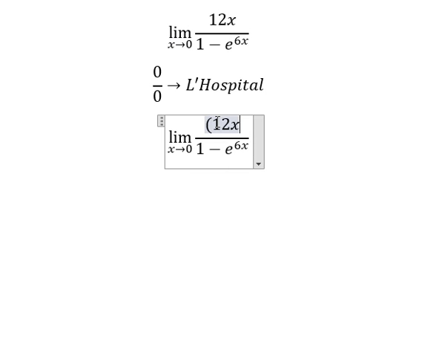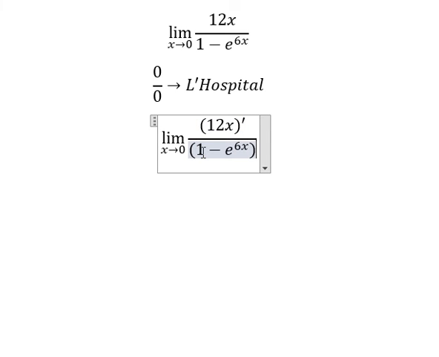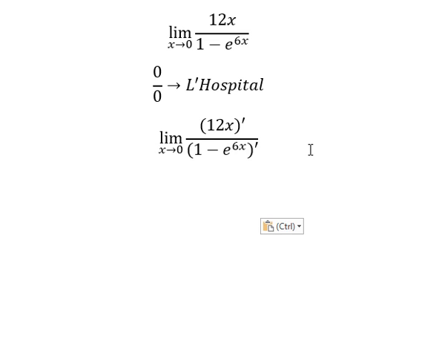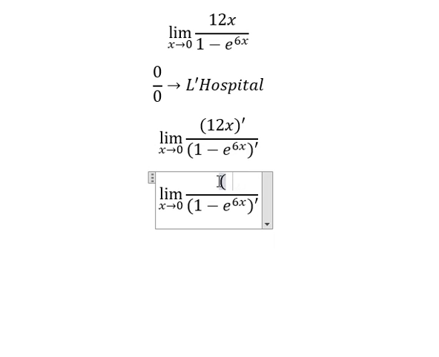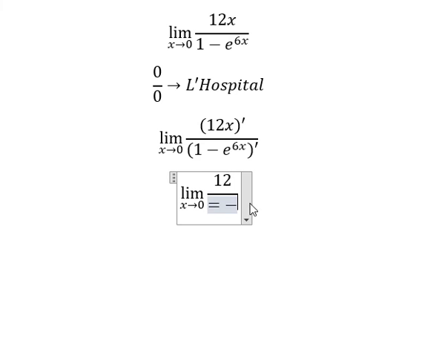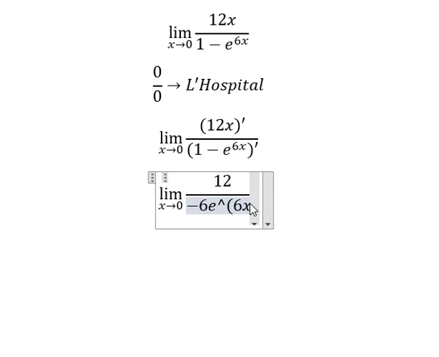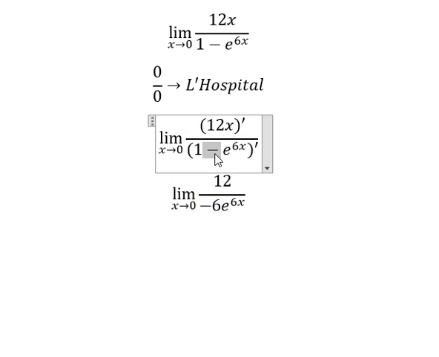So we need to first take the derivative of the numerator and the denominator. This one we have 12. This one we have negative 6 e to the power of 6x. Because we have the negative sign here, that's why we have this one. This one is a constant, so you get 0. First derivative of this one, we have this one.